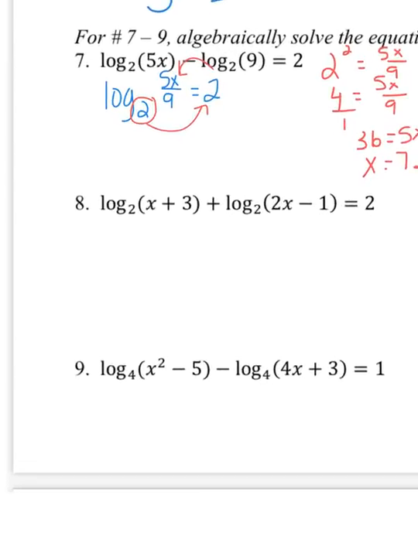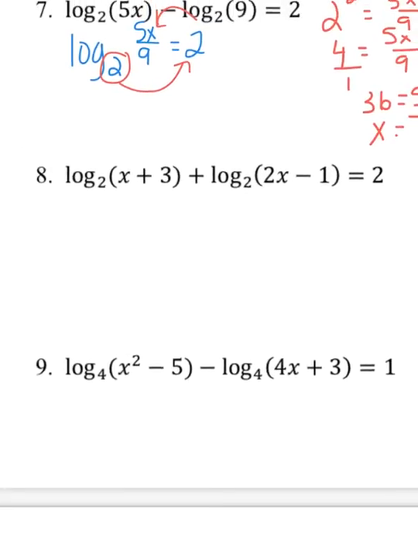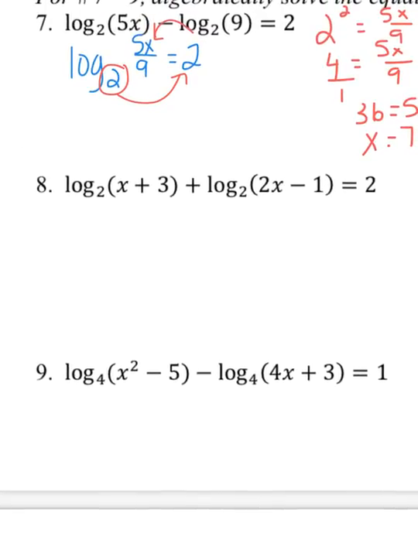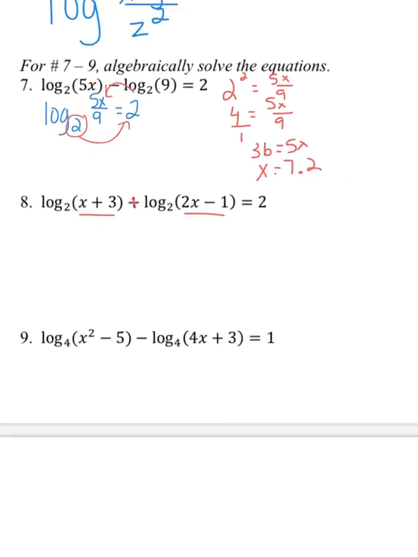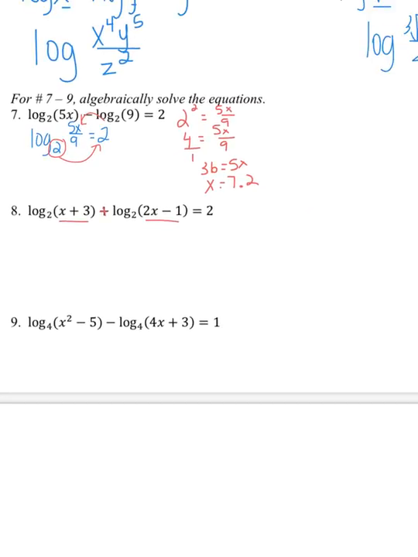Number 8, a little bit more challenging because here, because this is addition, you are multiplying x plus 3 times 2x minus 1, and you're going to have to double distribute for this. So for number 8, I'm going to do this off to the right. This is now the log base 2 of x plus 3 times 2x minus 1 equals 2.